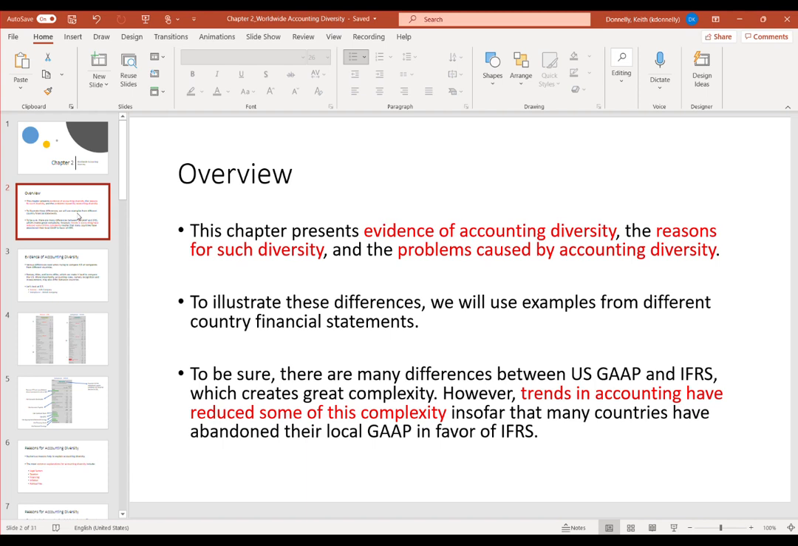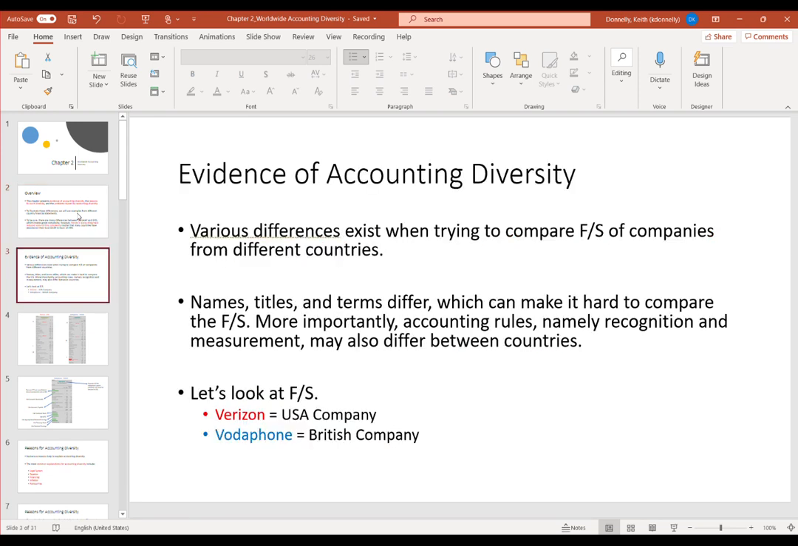Overall, what we're working towards right now is just trying to reduce the complexity between GAAP and IFRS. So, in the US, we use GAAP. In other countries, they use IFRS. As I have here, various differences exist when trying to compare financial statements from different countries.